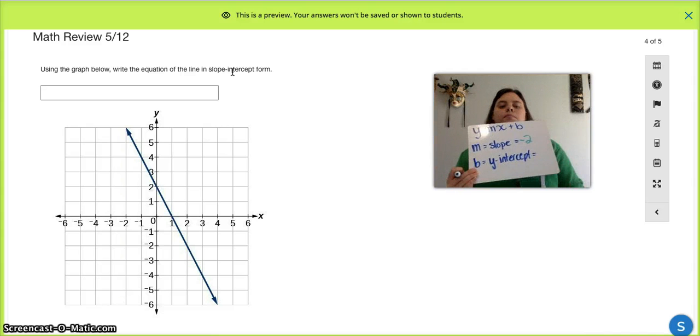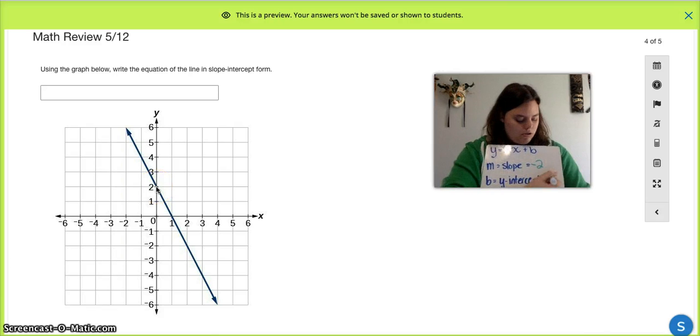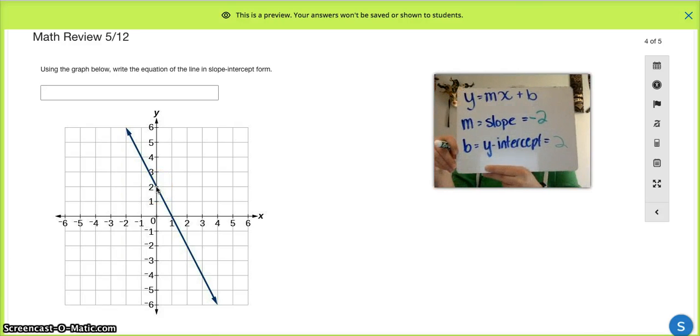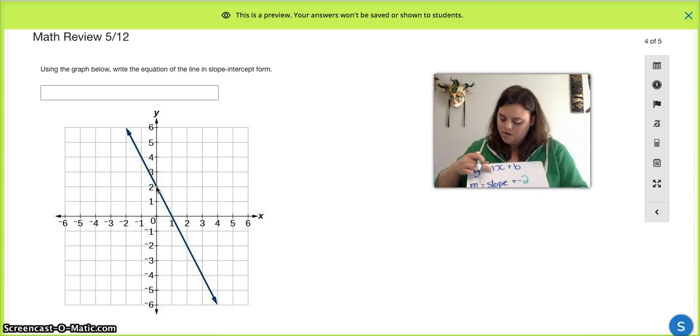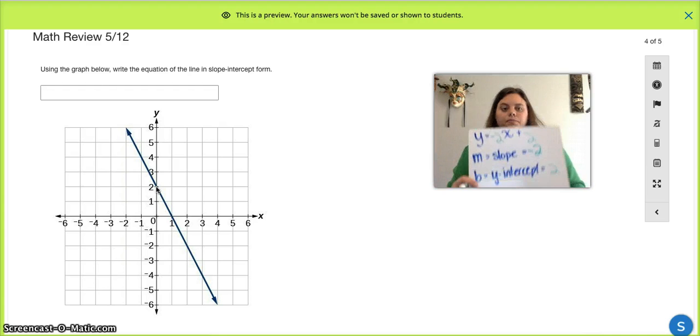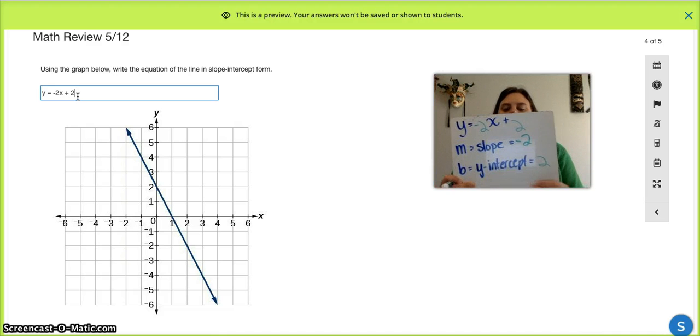Our y-intercept, we are simply going to look at our y-axis, and where the line crosses that y-axis is at 2. We are now just going to replace these numbers into our equation. So we'll erase m and write -2, and erase b and write 2. So we have y equals -2x plus 2 as our equation for this problem.